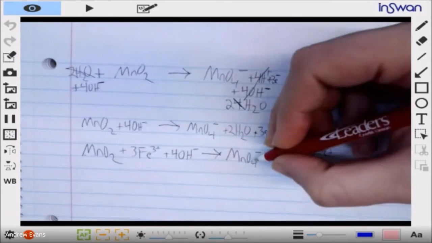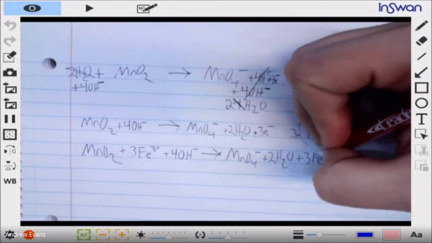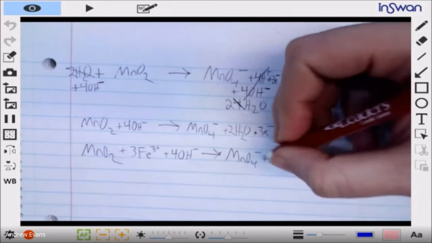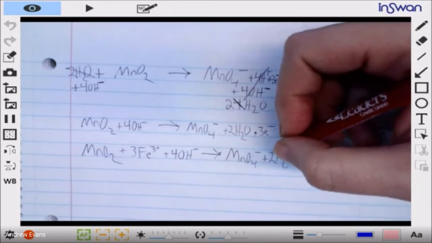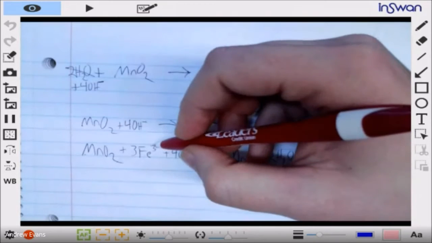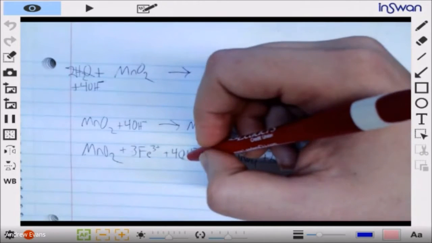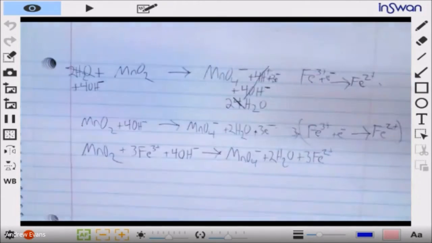You'll notice this is 6 plus, so the net charge is 5 plus on this side. The net charge here, 3 times 3 is 9. 9 minus 4 is 5 plus. The big thing is the charge on both sides must be balanced as well as the elements. But if you follow these rules, you will be fine.